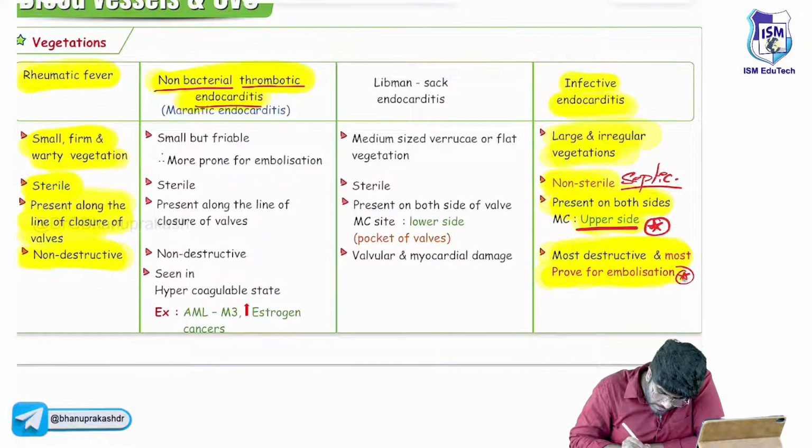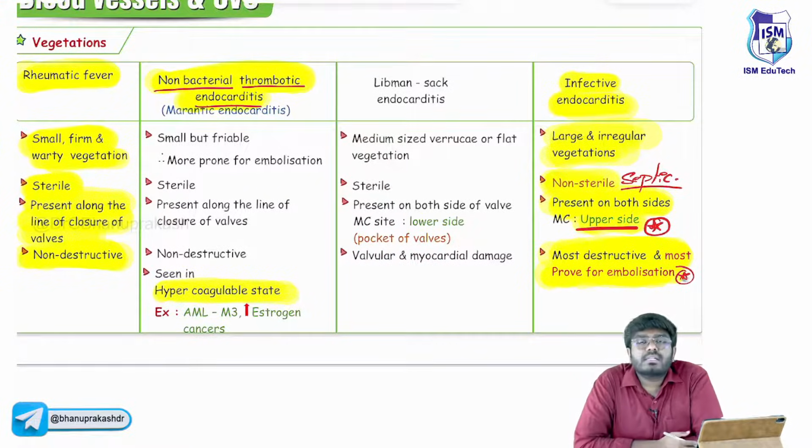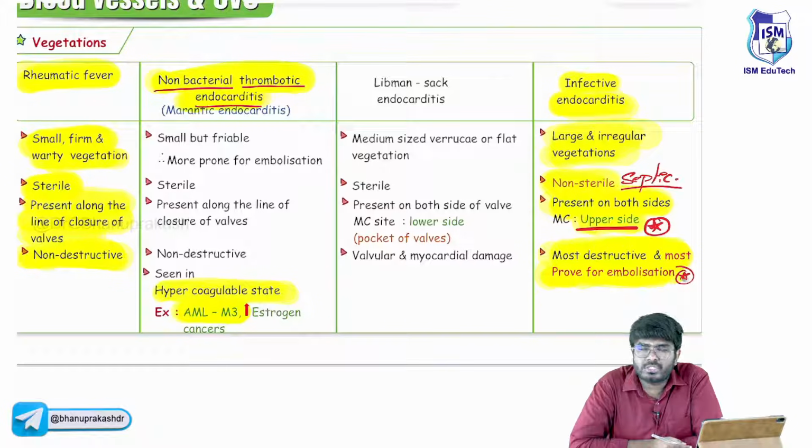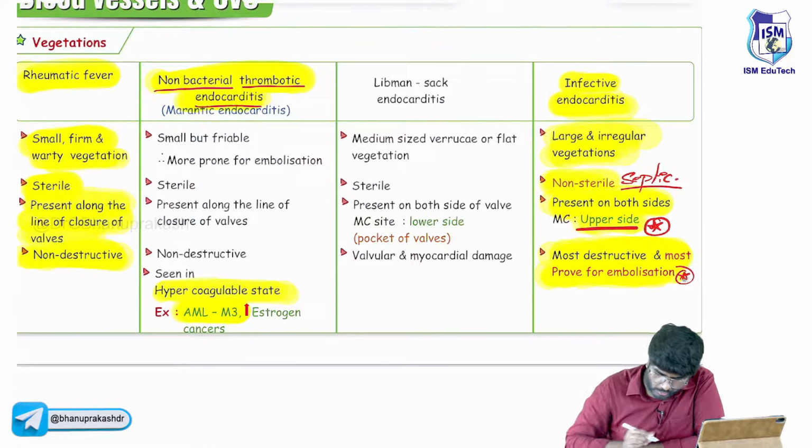See, there are certain hypercoagulable states. This is important. There are certain conditions in your body where your blood becomes hypercoagulable. In which conditions? Certain types of cancers, like AML, acute myelogenous leukemia, especially the M3 type. In hematology we will study this. In this AML, the blood will become hypercoagulable. Auer rods are going to be seen. We will discuss later.